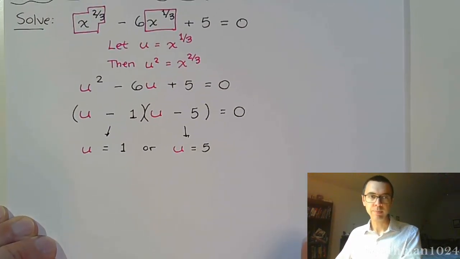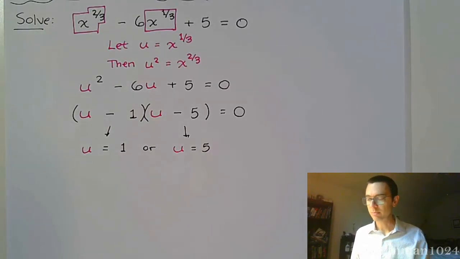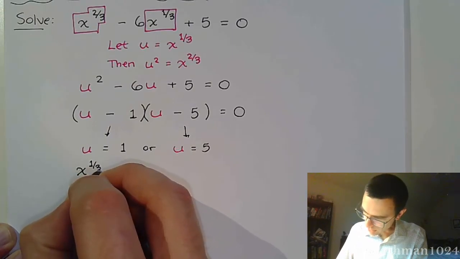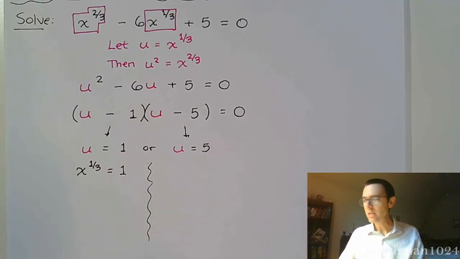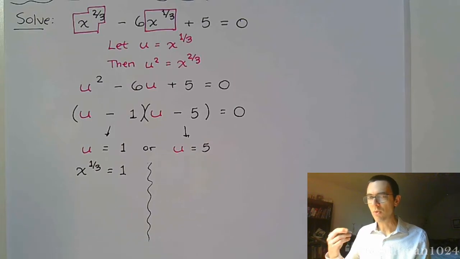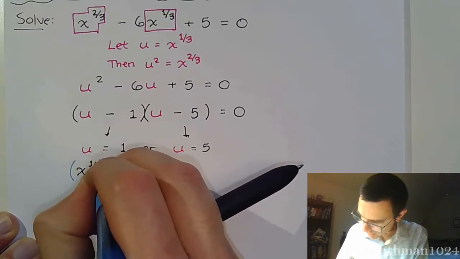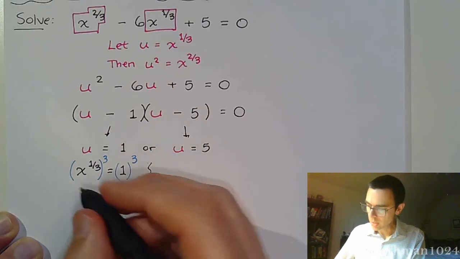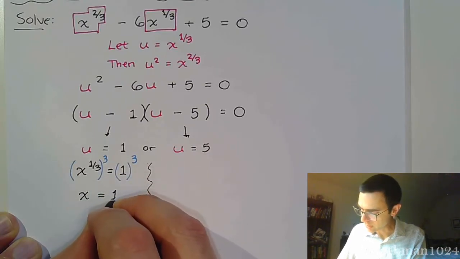But I can't stop there. This is in terms of u, and I want this to be in terms of x. So u is x to the 1/3. We just got done talking about this: we have a rational power, and the way we undo that is to use the reciprocal. The reciprocal of 1/3 is 3, and we raise both sides to the 3rd power. So this gives me just plain x, and 1 to the 3rd is 1.